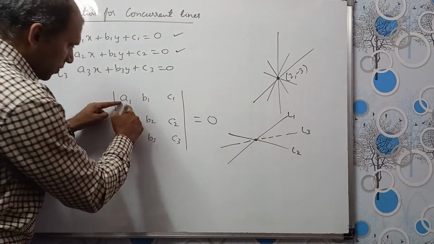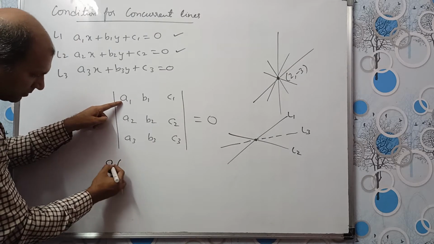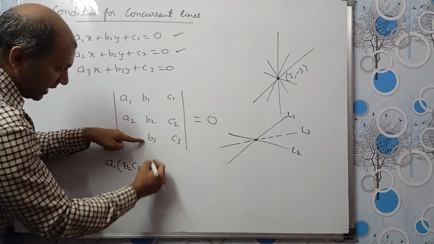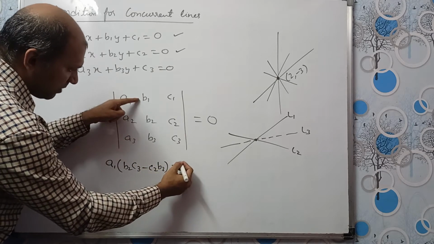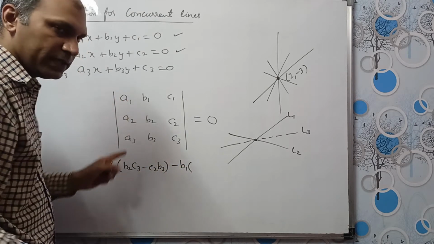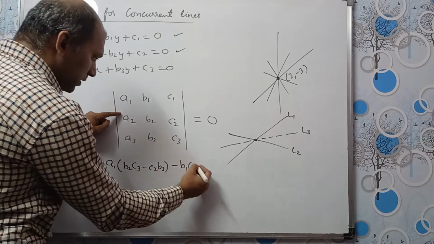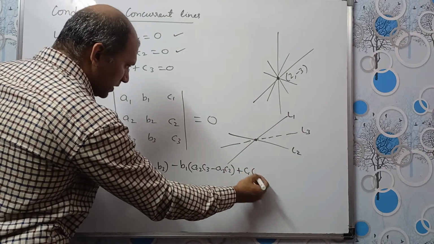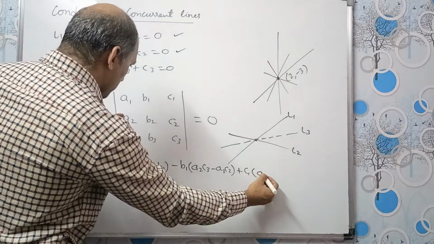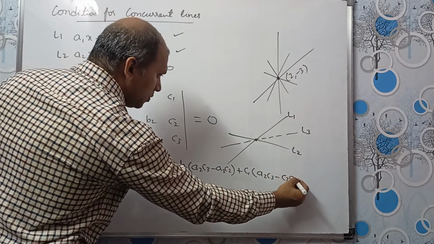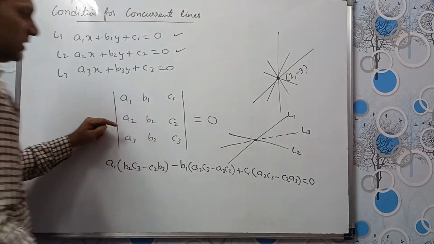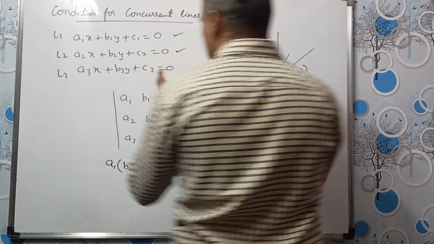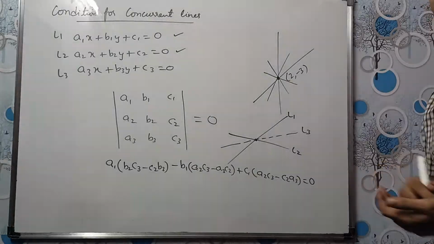So how can we write this? See, this is A1. Now these two should be multiplied, B2C3 minus C2B3, and this is minus. I hope from matrices you know how to find the determinant. B1, this is A2C3 minus A3C2 plus C1, this two, right? A2B3 minus B2A3 is equal to 0. This is the condition for the three lines to be concurrent. Okay, I hope you understood the concept. We'll do few problems.